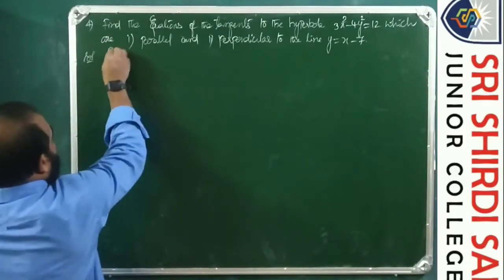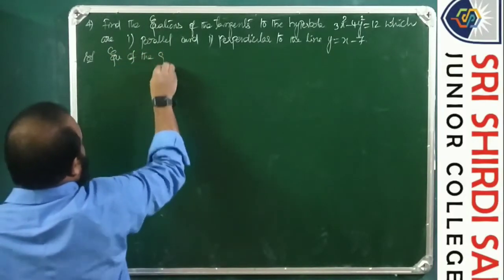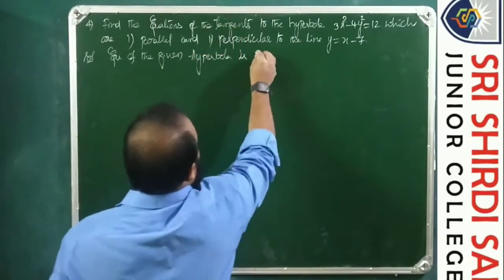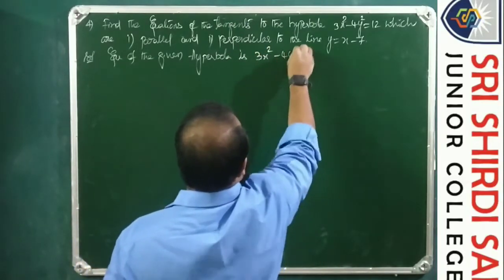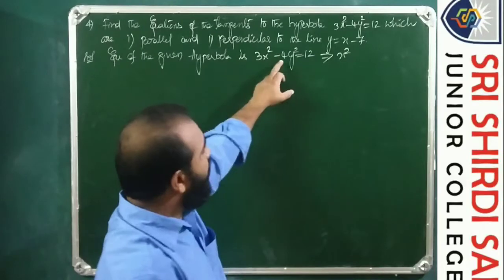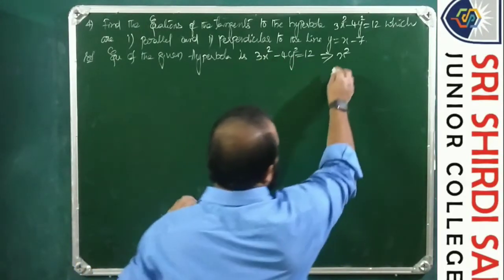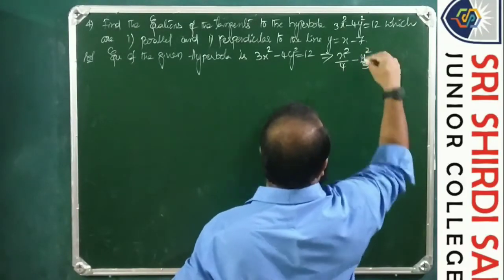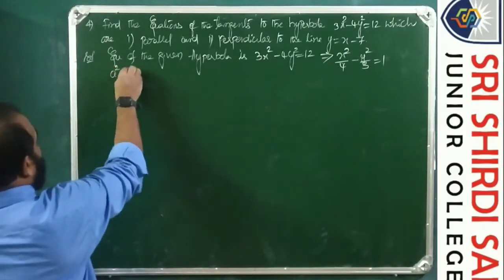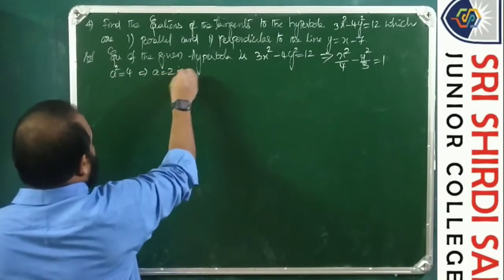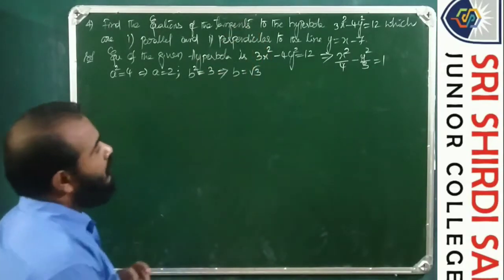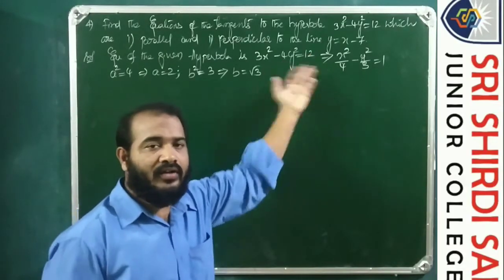Solution: the equation of the given hyperbola is 3x square minus 4y square equals to 12. So this is 3x square minus 4y square by 12 equals to 1. So this is x square by 4 minus y square by 3 equals to 1. So this is the hyperbola, not the conjugate hyperbola. So a square equals to 4, a equals to 2, b square equals to 3, b equals to root 3, and whose center is at the origin, the standard form of the hyperbola.